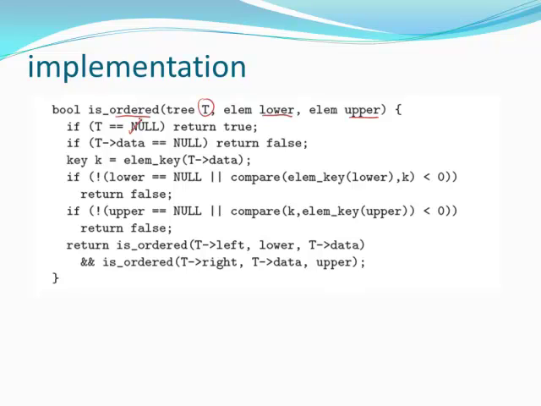So once again, we look at the null case. If the tree is null, we return true. But if t is not null and the data is null, we return false. It cannot be a tree. Otherwise we get the element key from the tree, so let's call that k. And then we check to make sure that the element key of the lower, so we start with obviously -infinity and infinity, or null and null, if you can say that. So we compare the element key of the lower, which can be null, to k, and if it's less than 0, so we have to make sure that the element key would deal with the client.